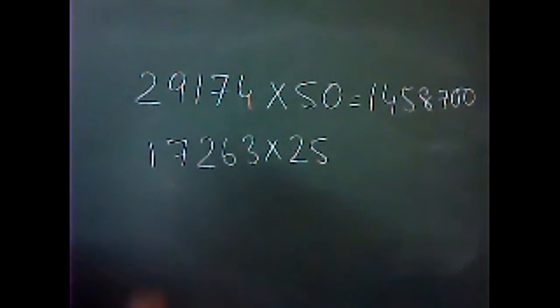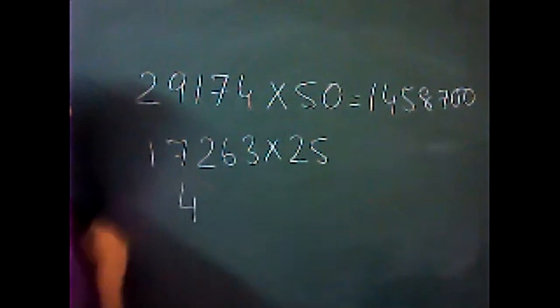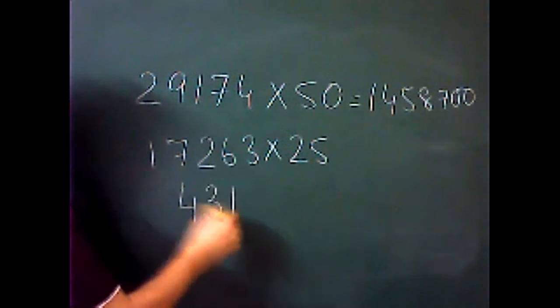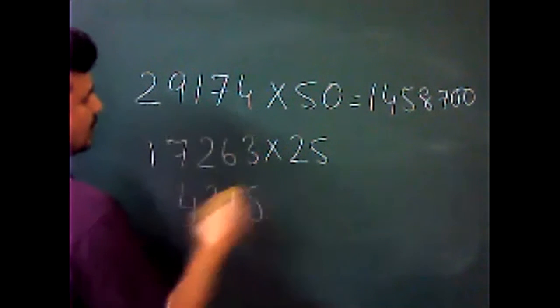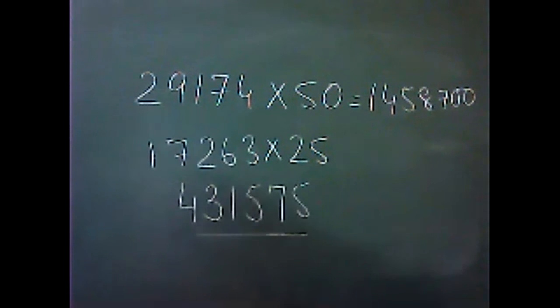So 17 divided by 4 is 4 times 4, 16. 1 and 2 becomes 12. 4 times 3 is 12. 6, 4 times 1, 23. 4 times 5 is 20. 3 remainder. So you will put 75 at the end.